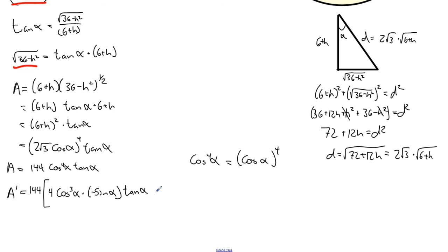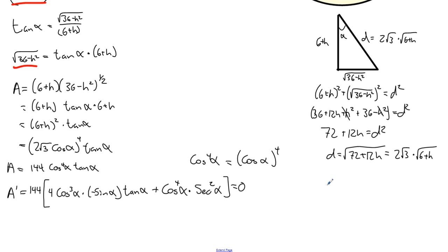We're leaving the second one alone. And now we leave the first one alone. So it'll be cosine to the fourth alpha. And then we do the derivative of tangent, which we know to be secant squared of alpha. Now we want to know where this thing is equal to 0. Okay, so let's see here. There's some simplification that I can do here.